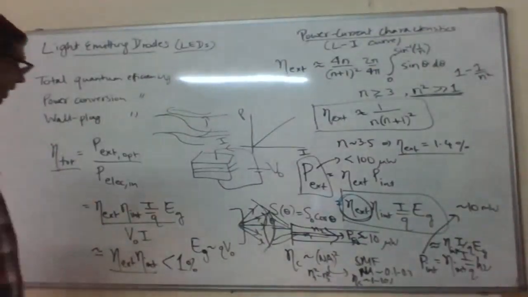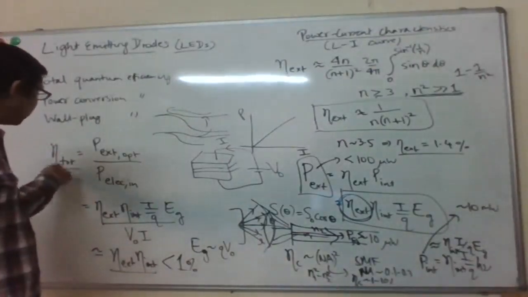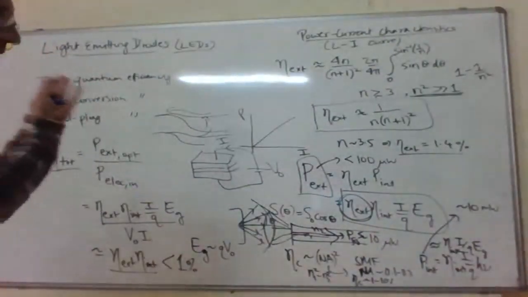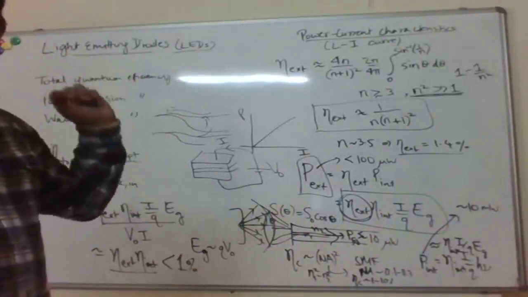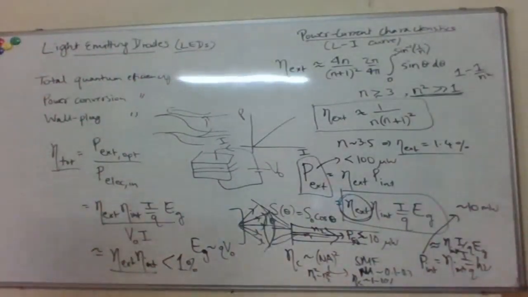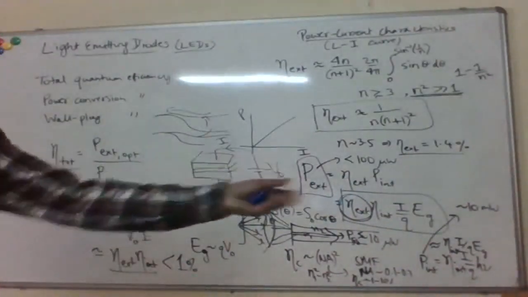We'll see that when we discuss lasers, this particular quantity, the total efficiency, will be much higher, right? Close to maybe 30%, 40%. So a laser is much more efficient in converting the input electrical energy to optical.